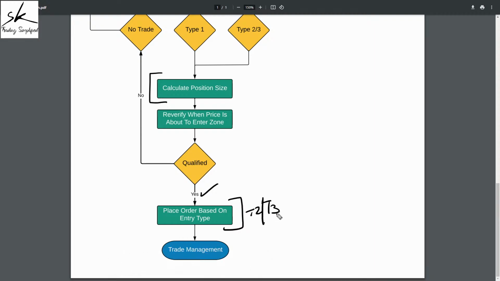And once the trade has been executed, the last step will be trade management, where step 1 is 1:1. We'll make it as a break-even trade. And after that, if we get the opportunity to trail onto it, we'll start using our trailing stop loss.